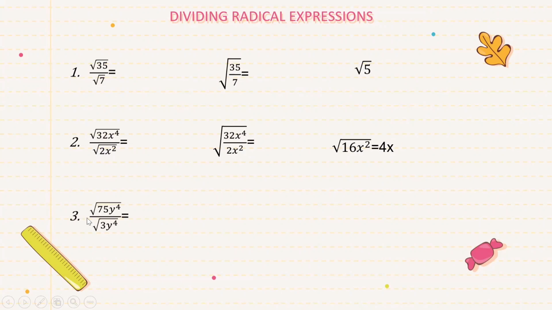Number 3, the square root of 75y raised to 4 over the square root of 3y raised to 4. Let's rewrite it as the square root of 75y raised to 4 over 3y raised to 4. 75 divided by 3 is 25. Then, y raised to 4 over y raised to 4 is equal to 1. So, the square root of 25 is equal to 5. This is our final answer.